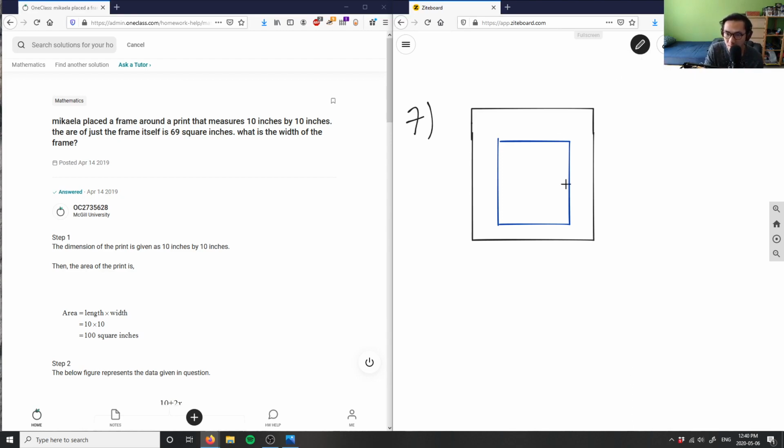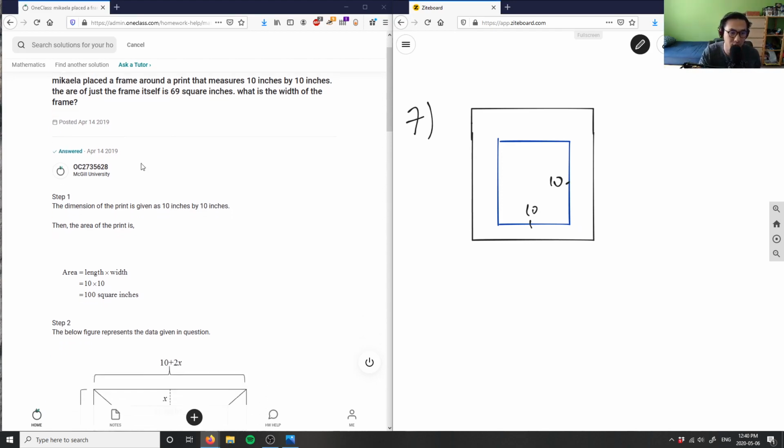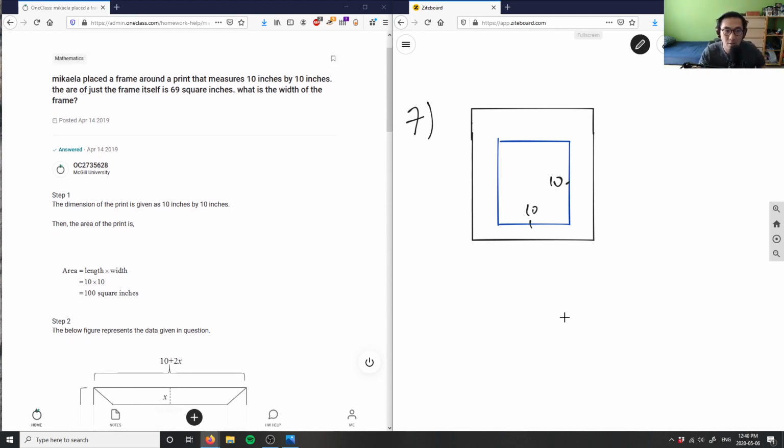So again, we have a 10 by 10 print, and the area of just the frame itself is 69 square inches. So what is the width of the frame? So we know that the area. What they did here was they solved for the area, which is good. They solved for the area of the print here.